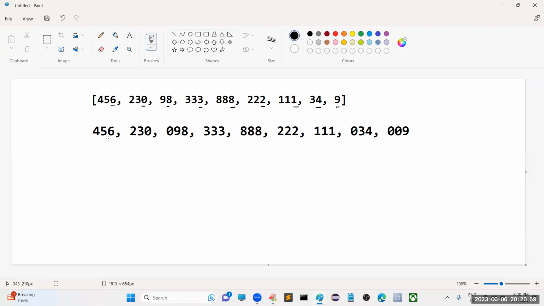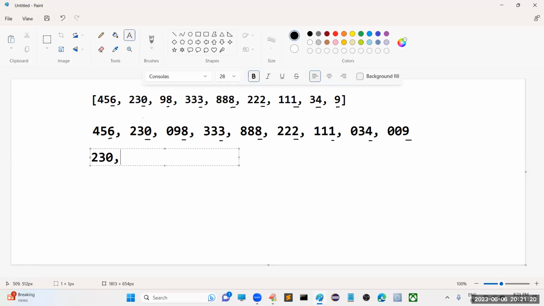Now what we have to do? These are the unit positions, right? Based on this, we have to perform the sorting algorithm. Among these, which one is going to come first? This 230 will come first. Is there any other number ending with 0? I think there is no other number ending with 0. Next, identify the numbers ending with 1. We have one number, which is 111.